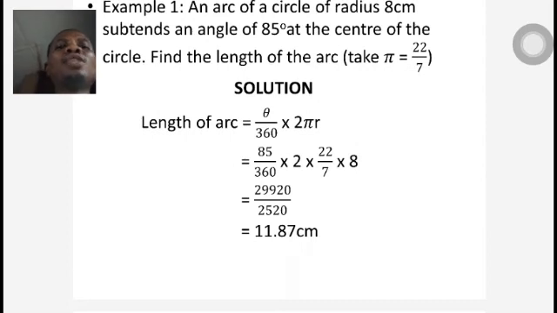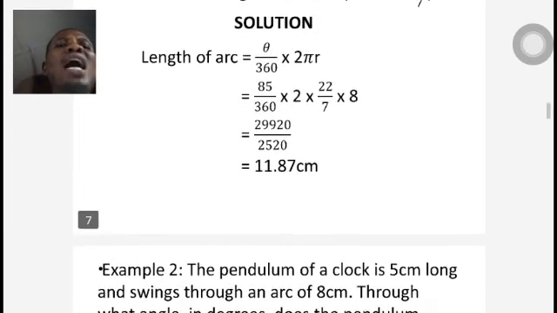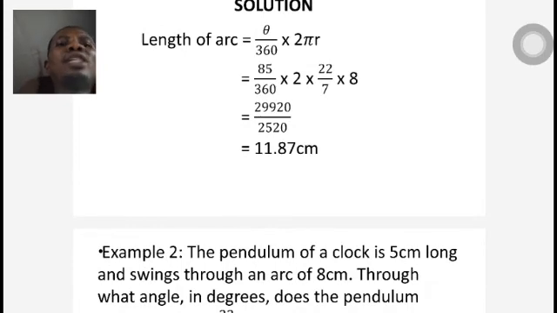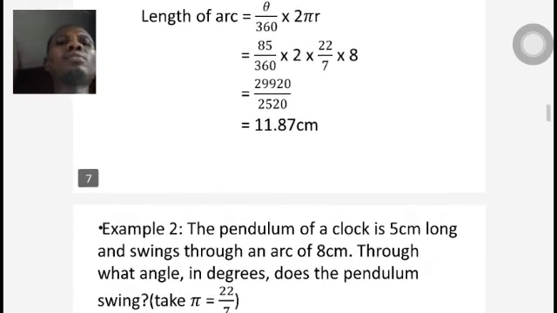So the length of an arc is equal to theta over 360 times 2 pi r. The theta you are given there is 85 degrees over 360 times 2 times pi, which is 22 over 7, times the radius, which is 8. So multiply 85 by 2 by 22 by 8 to give us 29,920, divided by 360 times 7, which gives us 2520. So we now divide 29,920 by 2520, and we have 11.87 centimeters to 2 decimal places.